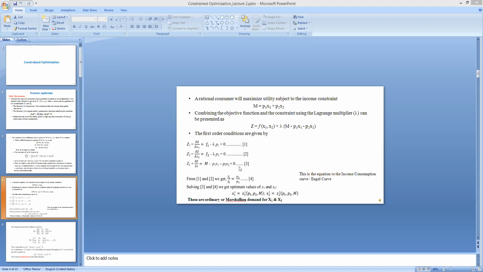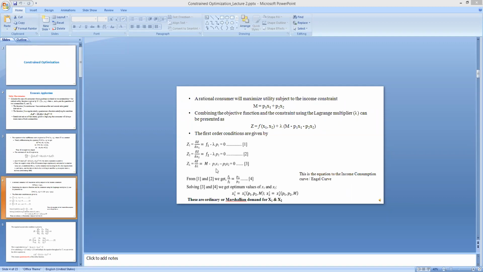Next, we consider the first order derivatives. Z1, del z by del x1, gives f1 is equal to lambda p1. Z2, del z by del x2, gives f2 is equal to lambda p2. And z lambda gives back the constraint itself, that is m is equal to p1 x1 plus p2 x2. We have to solve only the two variables x1 and x2. We want to find out x1 star and x2 star. However, we have three equations.